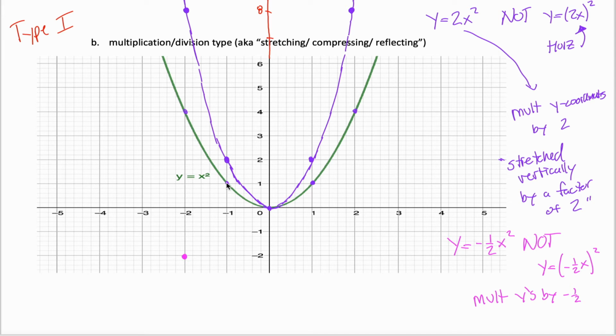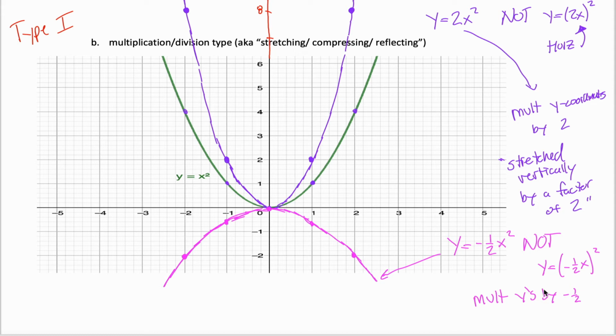This y coordinate used to be 1. 1 times negative 1/2 is negative 1/2. 0 times negative 1/2. 1 times negative 1/2. 4 times negative 1/2. I end up with dots at all of these points, and if I connect the dots with something that has more or less the same shape as what I started out with in green, I get this graph. And you're like, yeah, that wasn't really harder than purple. Like, pink and purple were really the same thing, just instead of multiplying all the old y coordinates by 2, now I'm multiplying all the y coordinates by negative 1/2.